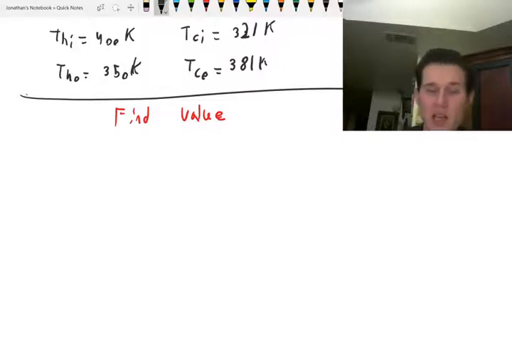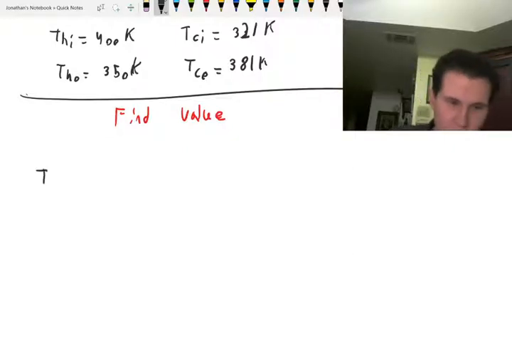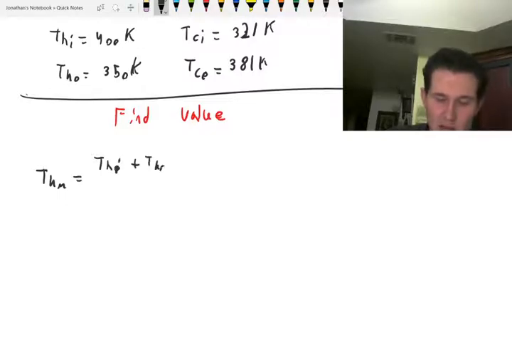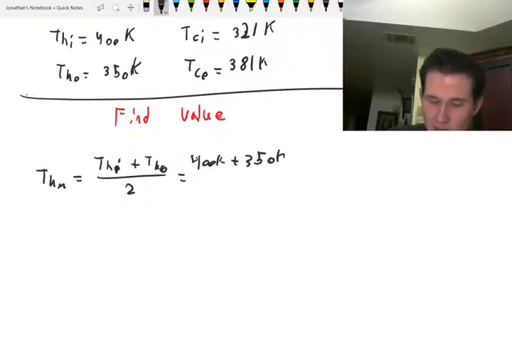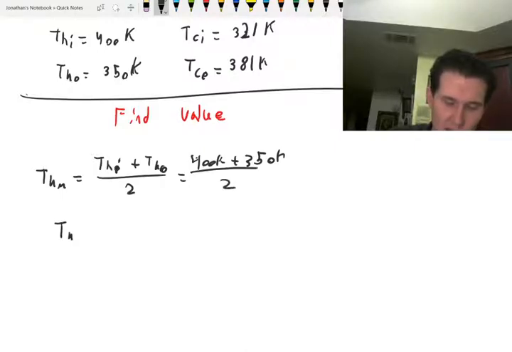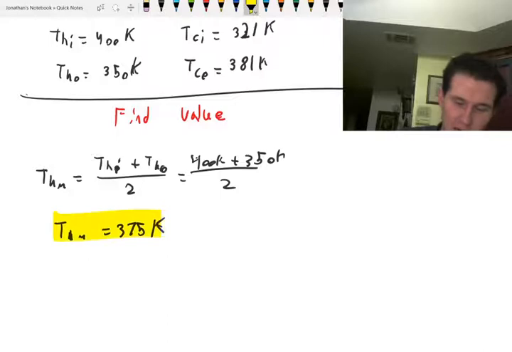So we take it from the mean temperature, which is a linear average. We have our T hot coming in, and our T mean, which is a function of T hot coming in plus T hot going out over 2, is going to be 400 Kelvin plus 350 Kelvin over 2. Now our mean hot temperature is going to be 375 Kelvin. Bam. Highlight your important numbers.